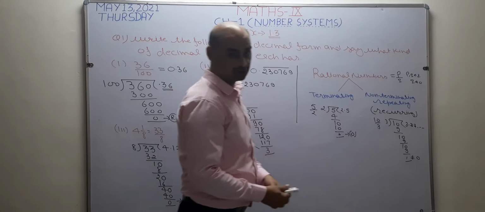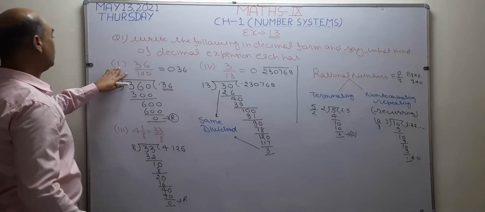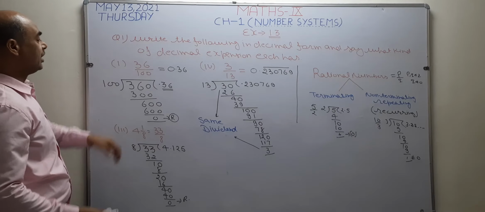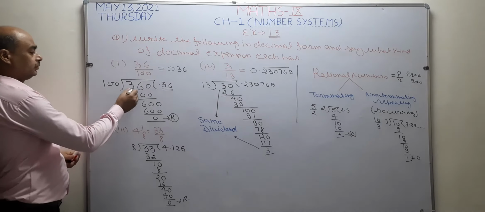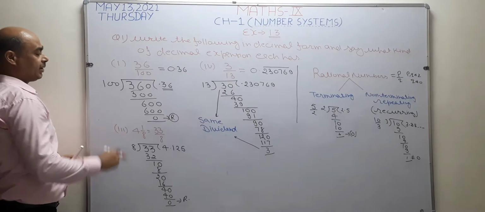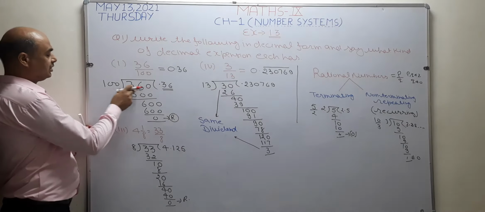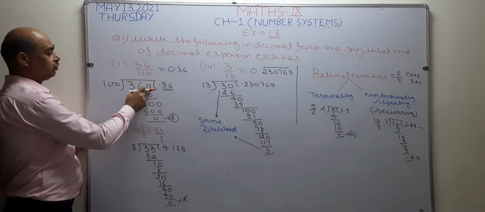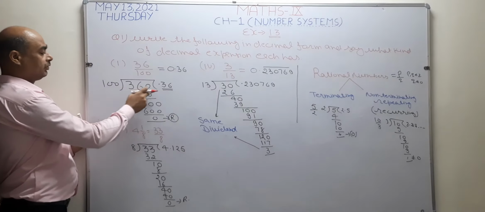Now I want to start this question. Now see, the first question is 36 by 100. I am going to divide 36 by 100. I write here 36. I want to divide by 100. Since this number is less than the divisor, I take decimal. After taking decimal, I put 0 here. Then it is going to divide.